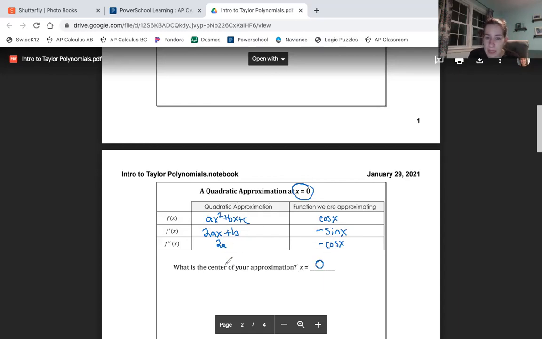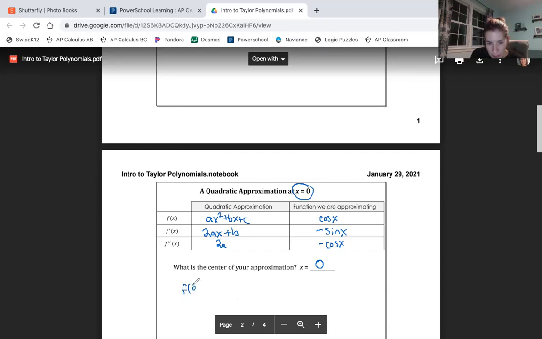So let's plug 0 into both columns of this and see what we get, and then try to make a, b, and c work out to be the same values that we want them to be, the same values of what cosine's y value, slope, and concavity would be. It's on the next slide, but I already have it written here, so I'm just going to write that chart here.